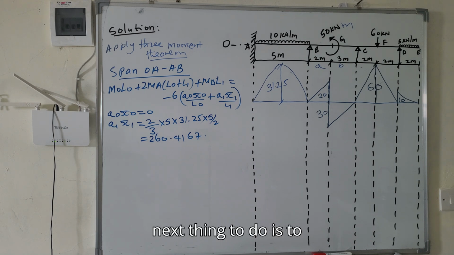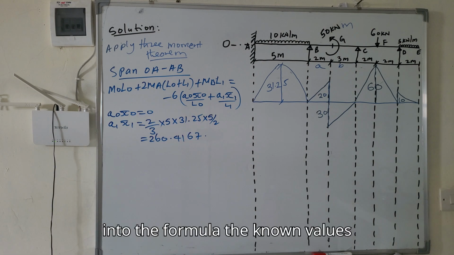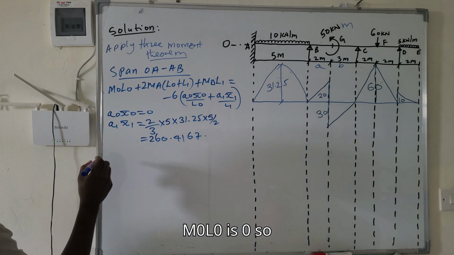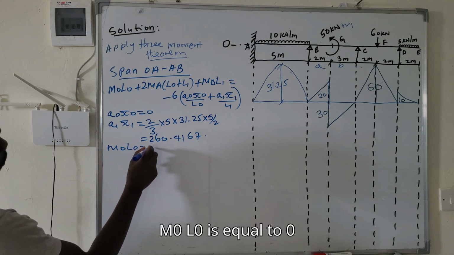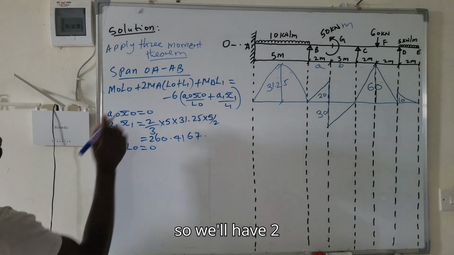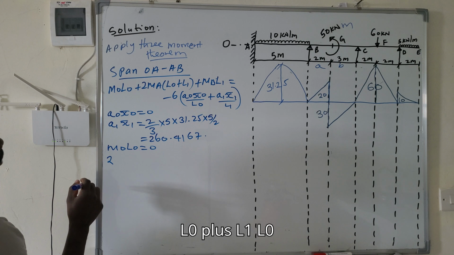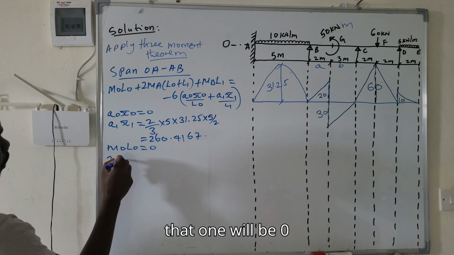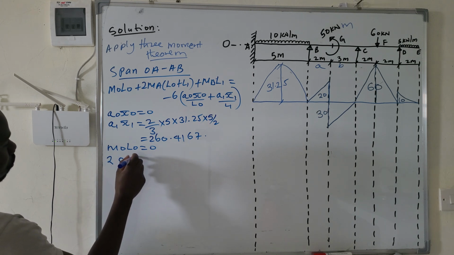And then the next thing to do is to insert these values, the known values, into the formula. So you know that M0 L0 is 0. So M0 L0 is equal to 0. So we'll have 2 (L0 plus L1). L0 is 0. So that one will be 0 plus L1 is 5.